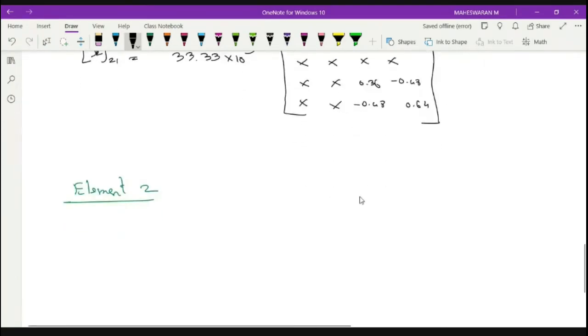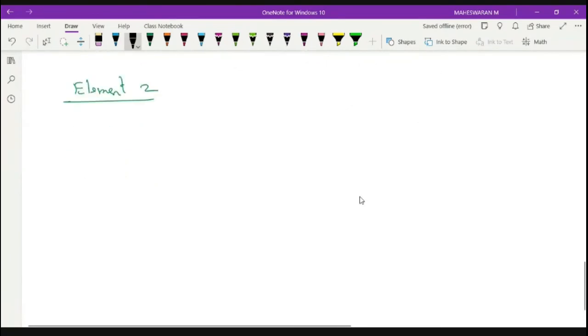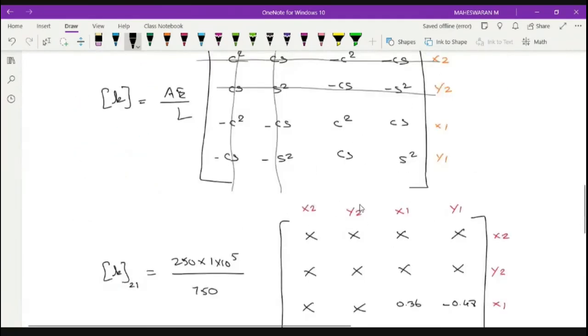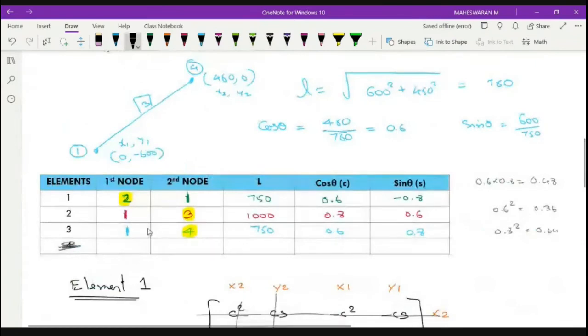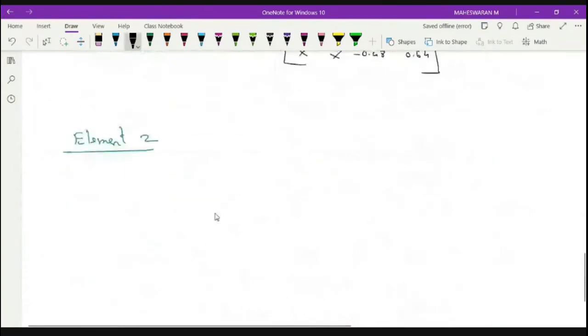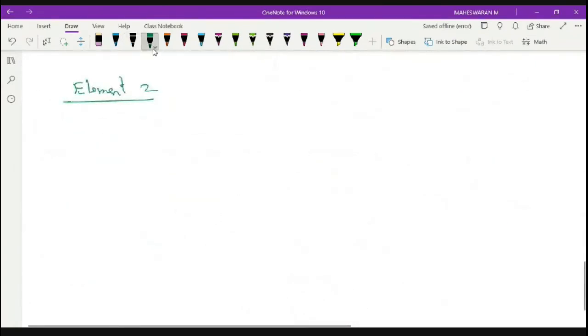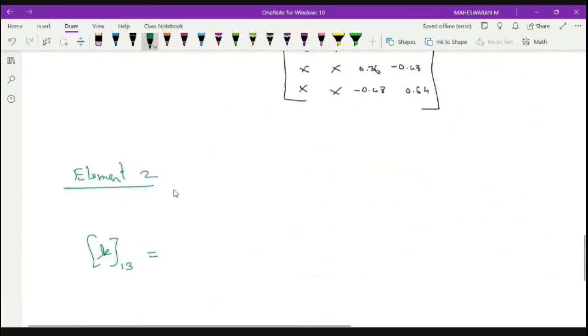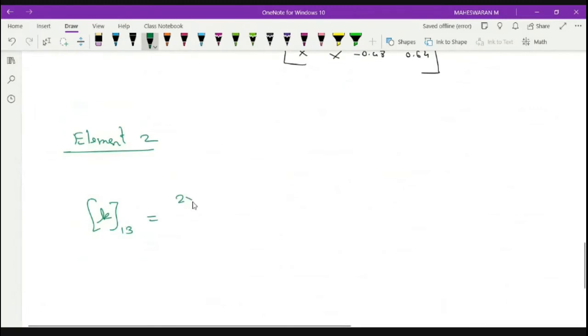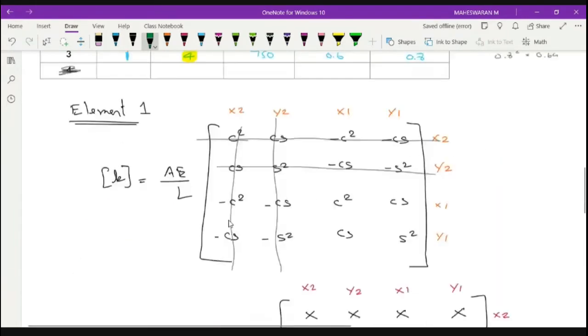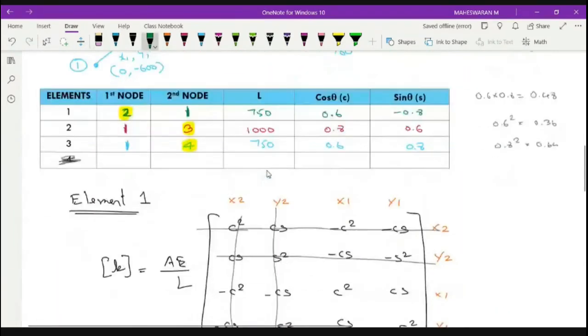Okay. So next, element 2. Element 2 is connecting nodal point 1 and 3. Right? So let me go for K13. So AE by L. So AE is 250 into 1 into 10 power 5 divided by L, which is 1000, I think. So L is 1000 for the second term.